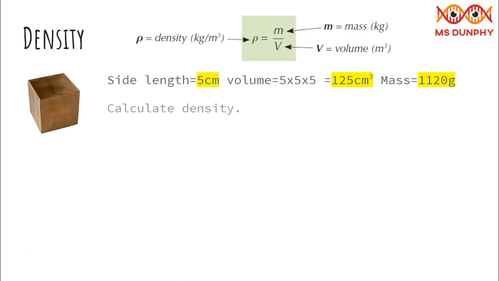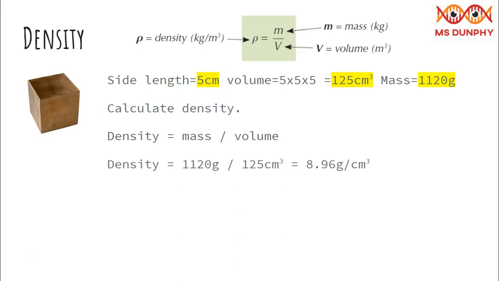So we can use this equation to calculate density. Density equals mass divided by volume. 1,120 grams divided by 125 centimeters cubed equals 8.96 grams per centimeter cubed.